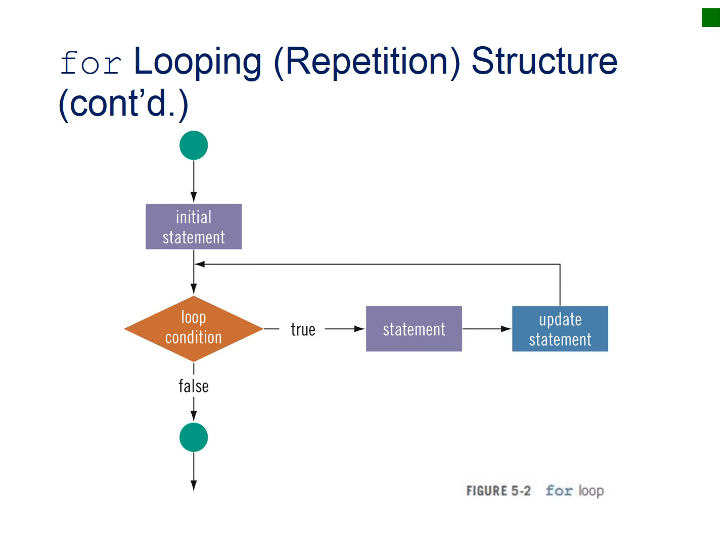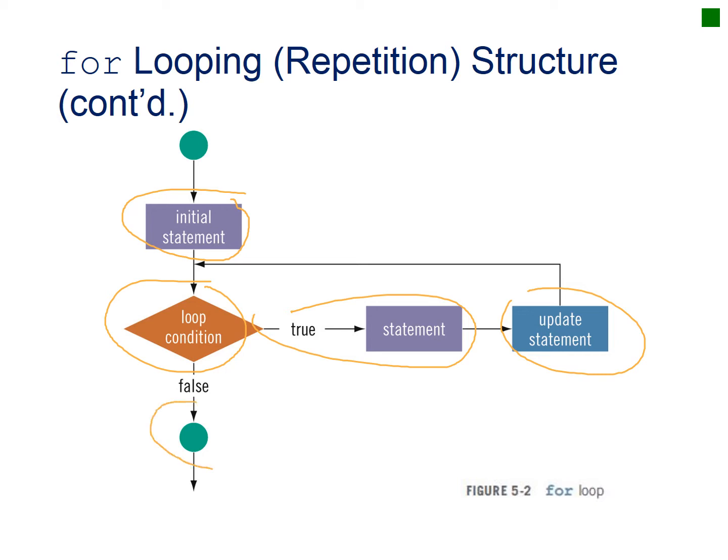The following figure illustrates a for loop. We are given an initial statement which evaluates to true. Then we start our loop condition, followed by our statements. Then our update statement. And we repeat our loop until our condition is false. Once the condition is false, our loop terminates.